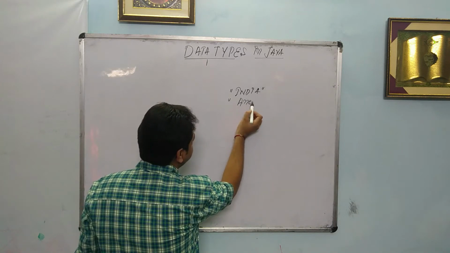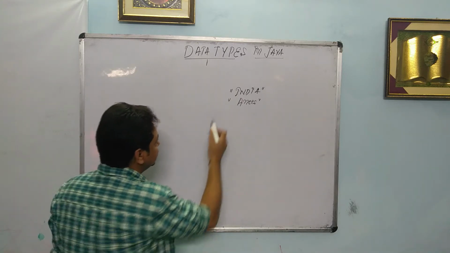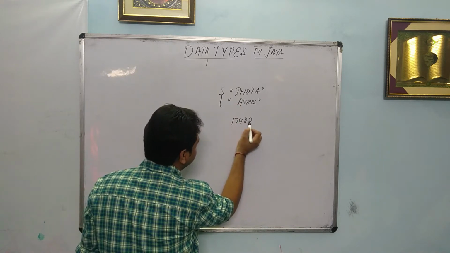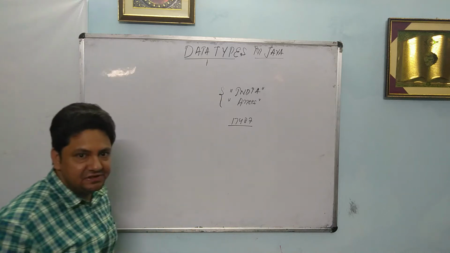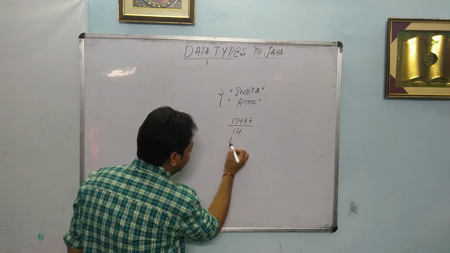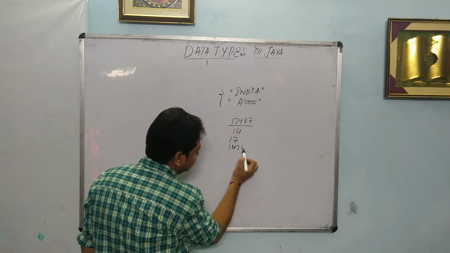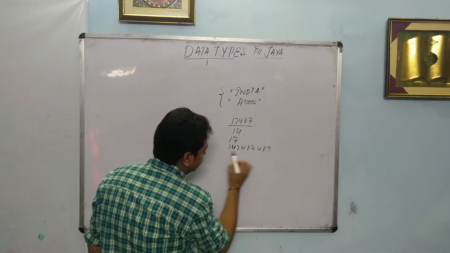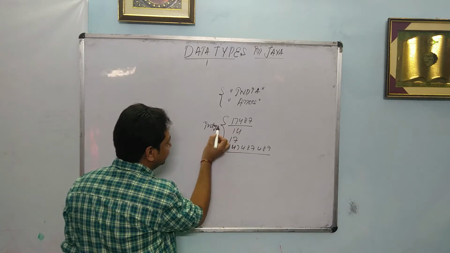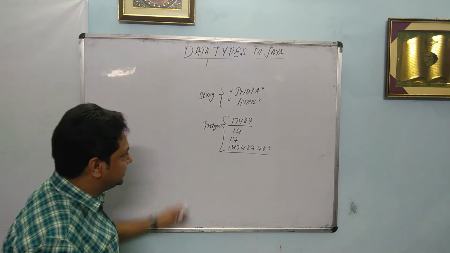Anything which is enclosed between the double quotes is called string data. This is one kind of data. This is called integer data, which does not contain any decimal part. It may be fewer digits or more digits. This is called integer data. This is called a string type of data. So this is the second kind of data.